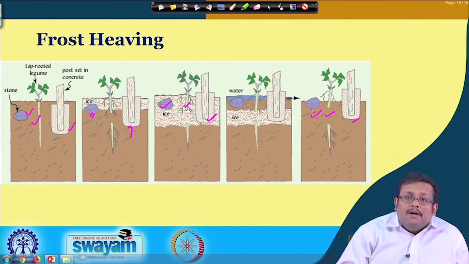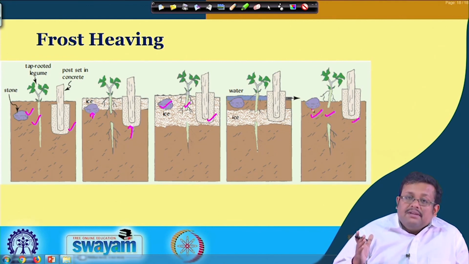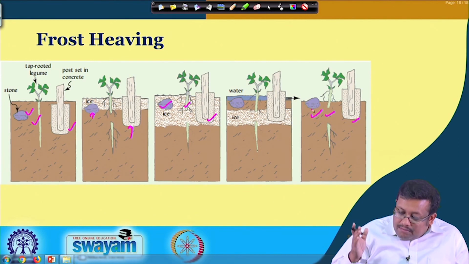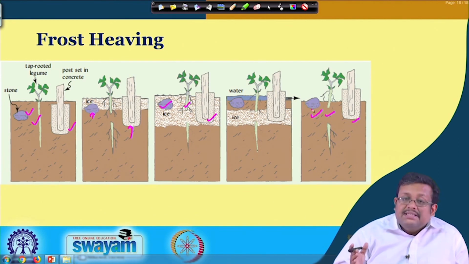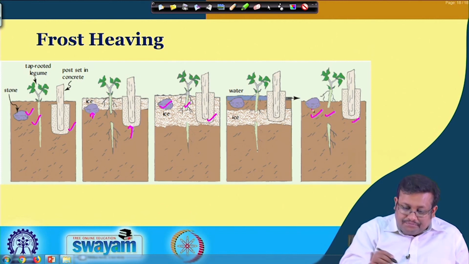So this is called frost heaving, and this is very dangerous for any engineering construction. That is why you need to consider this very carefully while building any engineering structure.